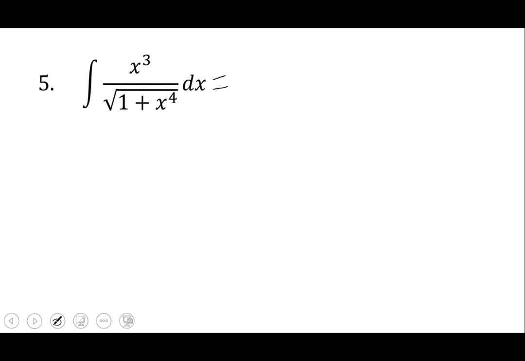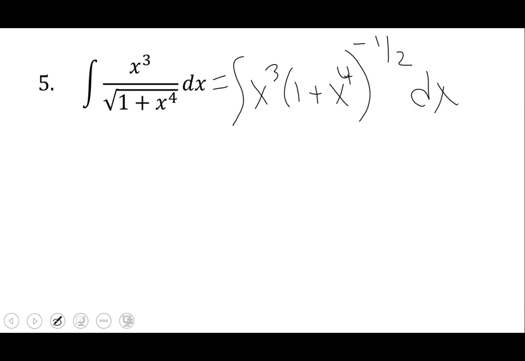So this becomes the integration of x cubed times 1 plus x to the 4th, because I'm moving 1 plus x to the 4th to the top, and it was a square root, that makes this a negative 1/2 dx. So as we've seen throughout most of the year, the rewrite step is usually the most important. So now that I've rewritten my problem, take a second to think about how I would identify u.